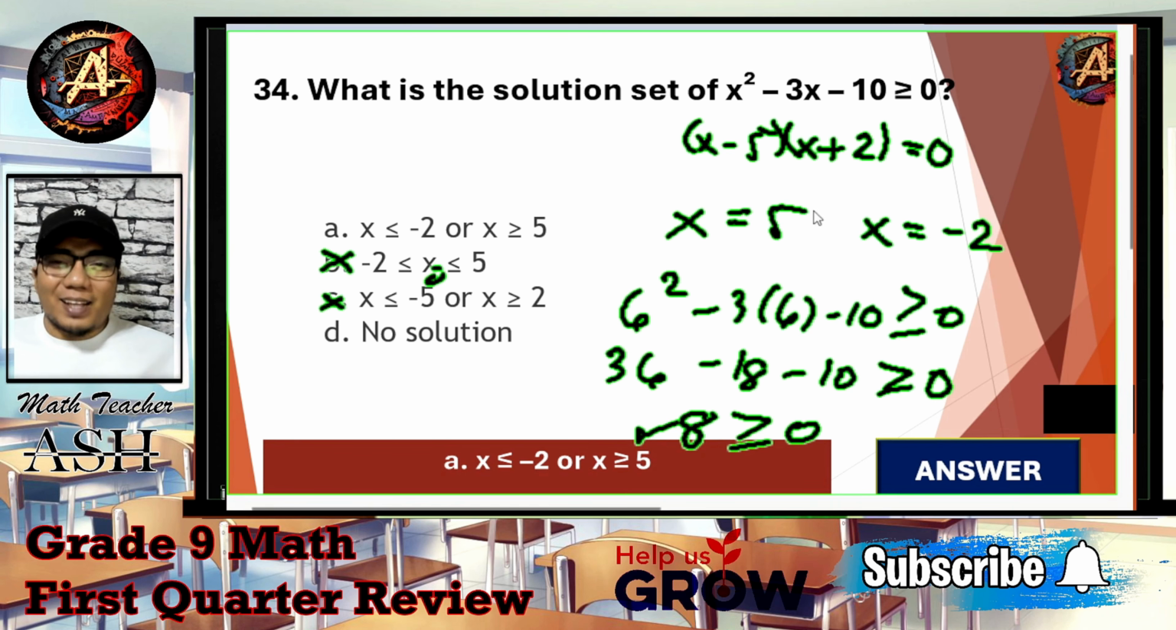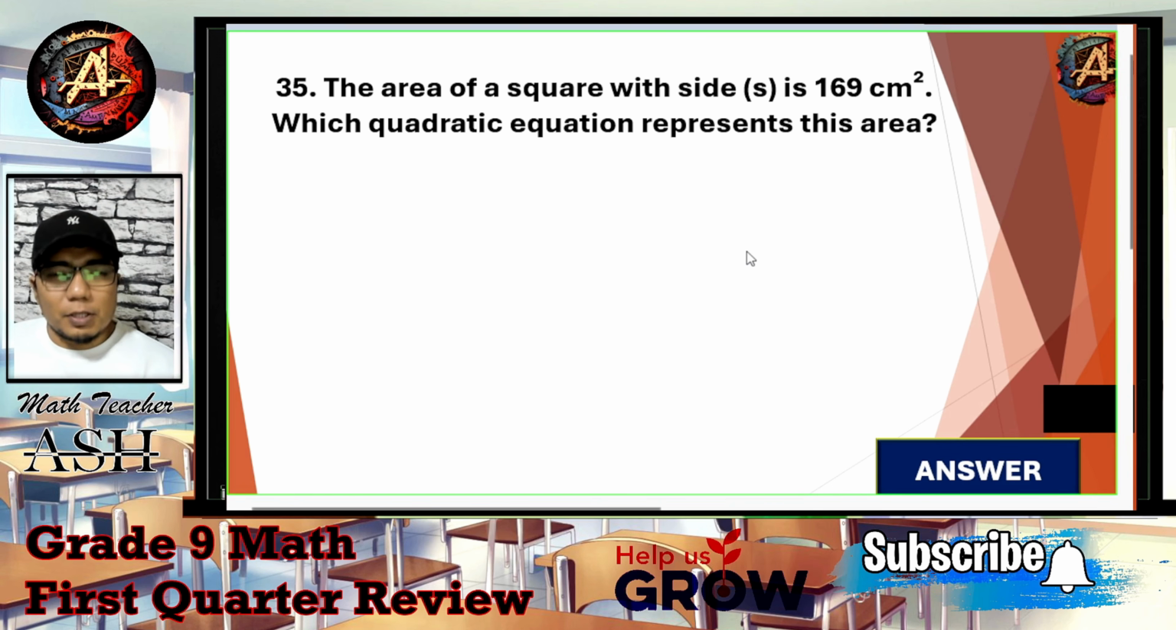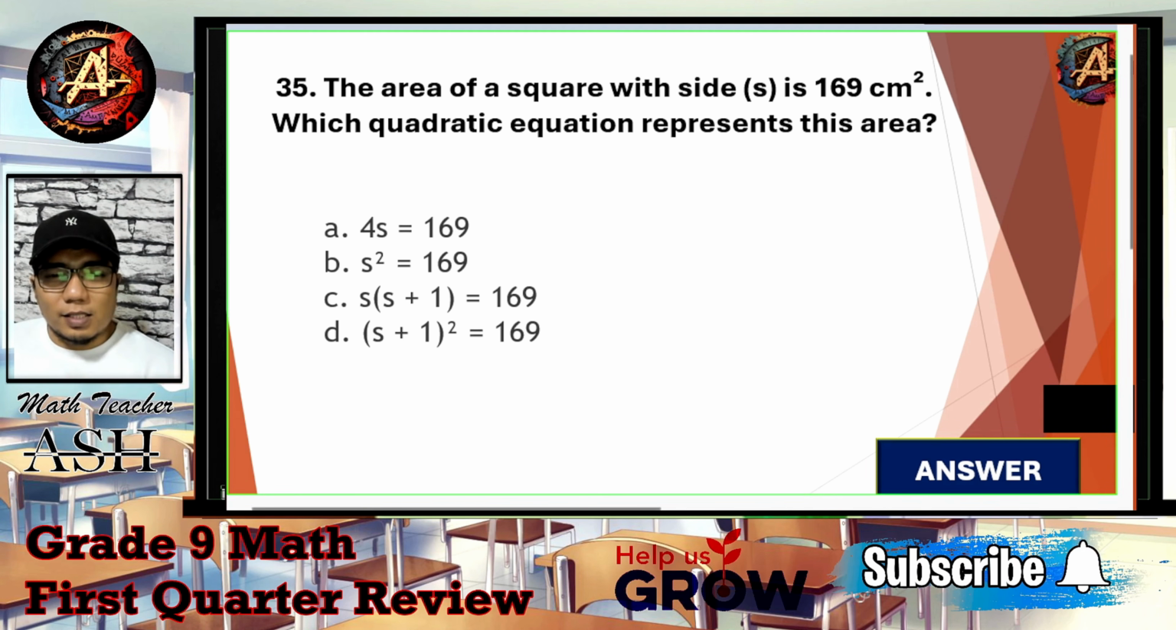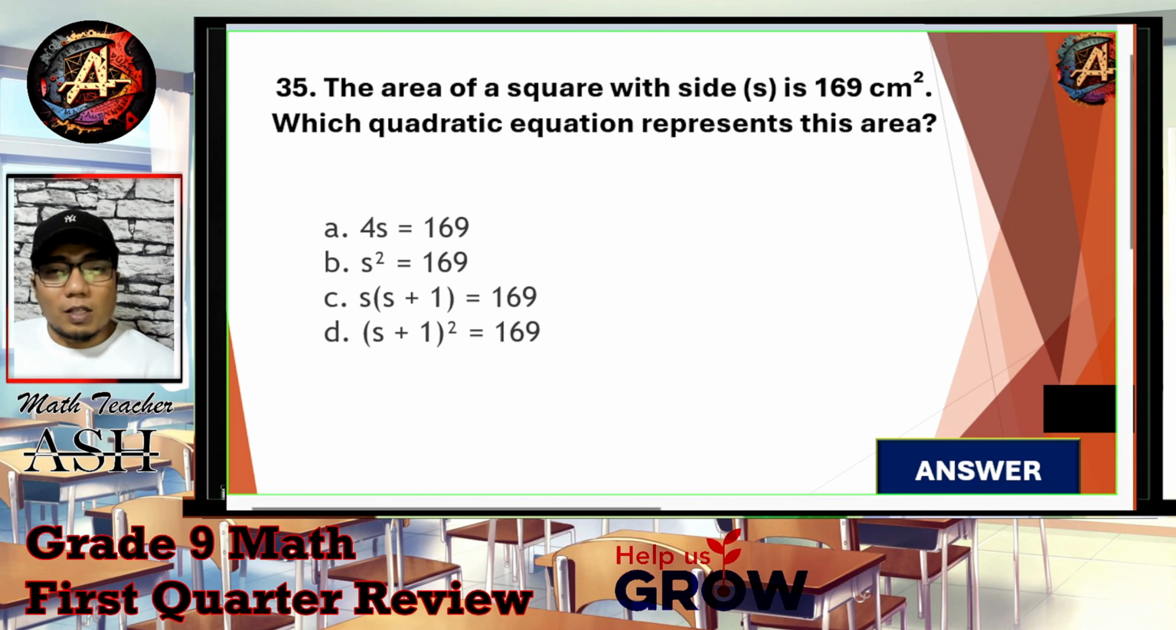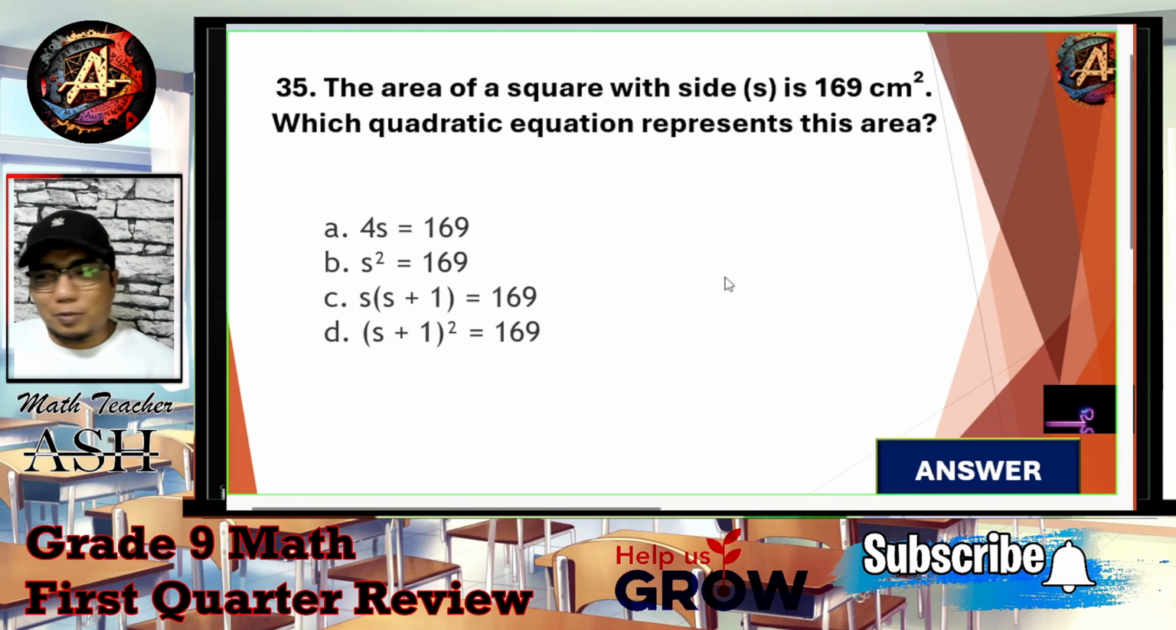Now let us go to question number 35. The area of a square with side S is 169 square centimeters. Which quadratic equation represents this area? Is it A, 4S is equal to 169, B, S squared is equal to 169, C, S times S plus 1 is equal to 169, or D, the quantity of S plus 1 squared is equal to 169? I'll give you 5 seconds to think about your answer.